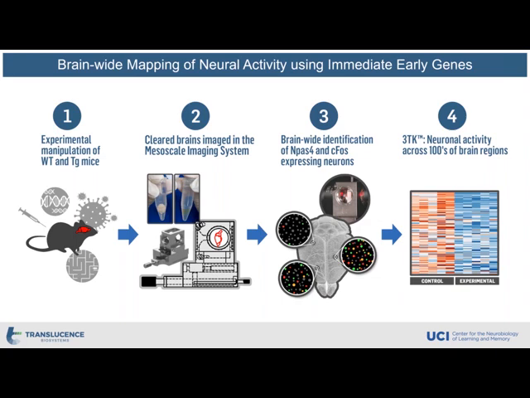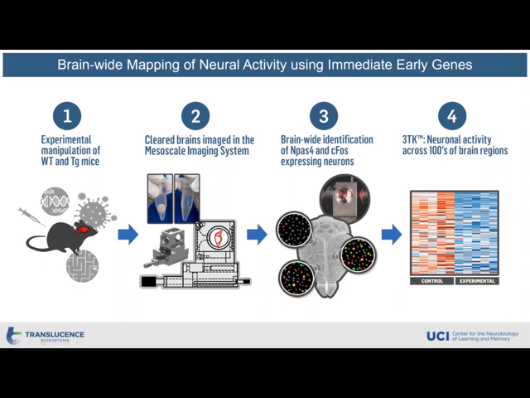And this is what the pipeline looks like. So the animal first goes through an experimental manipulation. Perhaps that's a behavioral one, or perhaps it is some neuroinfection or a genetic model for some disease or condition. Perhaps it's to test a drug.